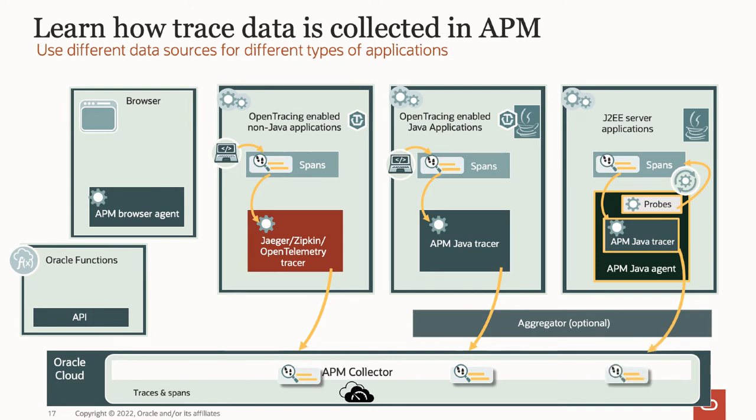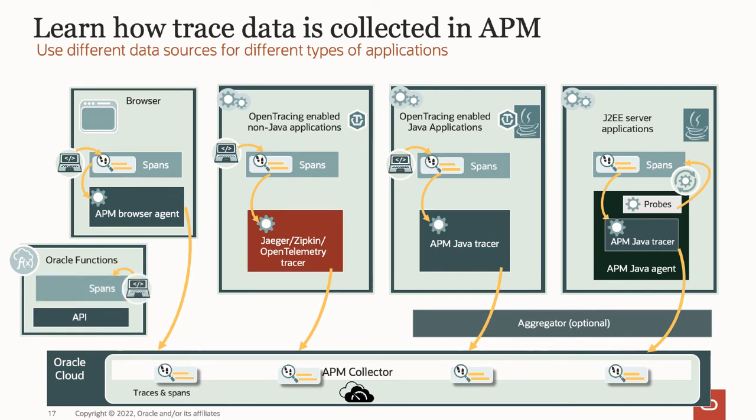Optionally, you can use aggregator to aggregate the incoming spans. This can be useful in case the application runs in a cluster and uses many servers. There is also a browser agent that is a set of lines of JavaScript code. You need to ingest the JavaScript into the index.html file of the application.